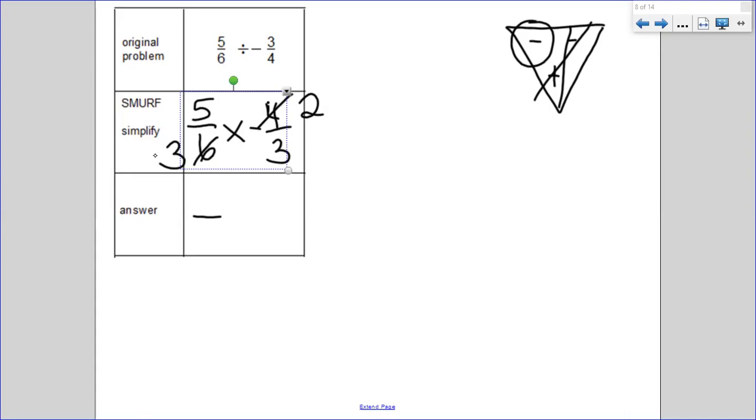Now I just multiply the numerator times the numerator. So 5 times 2 is 10, and 3 times 3 for the denominators is 9.